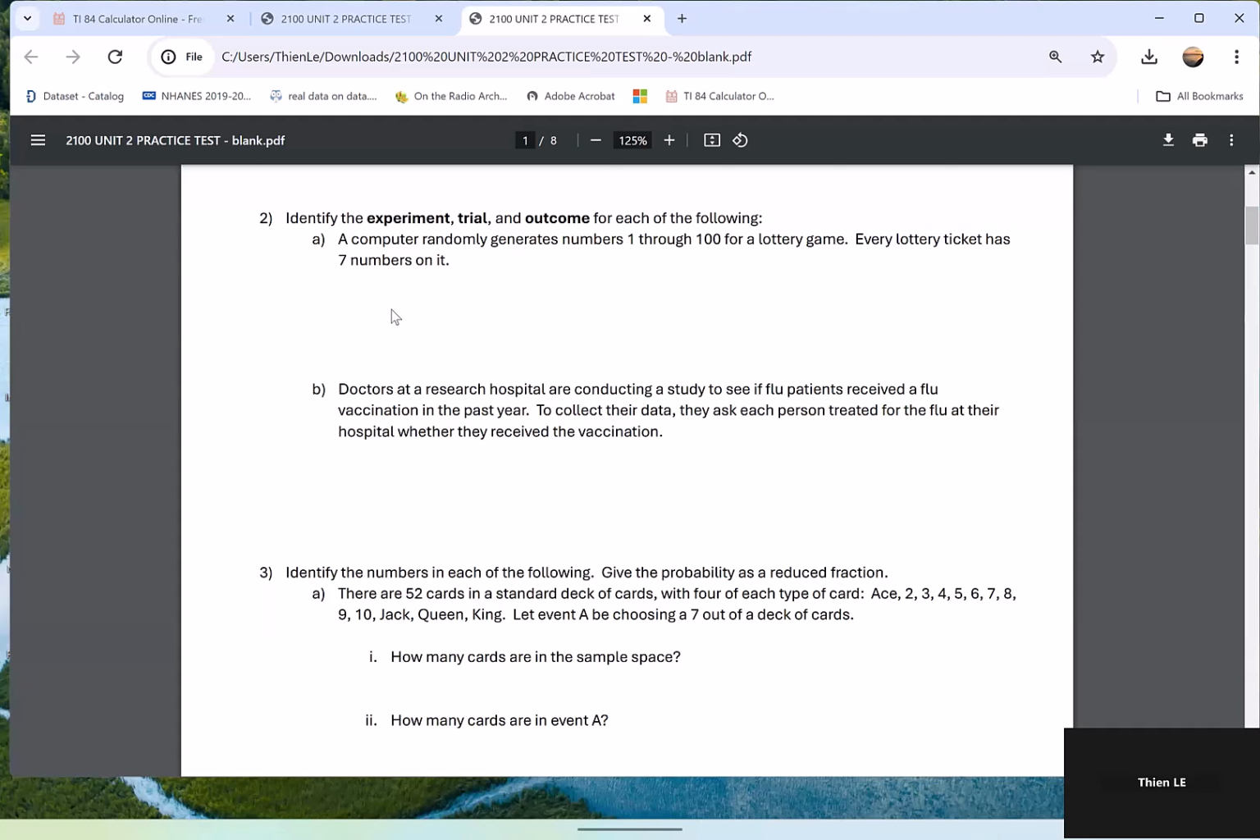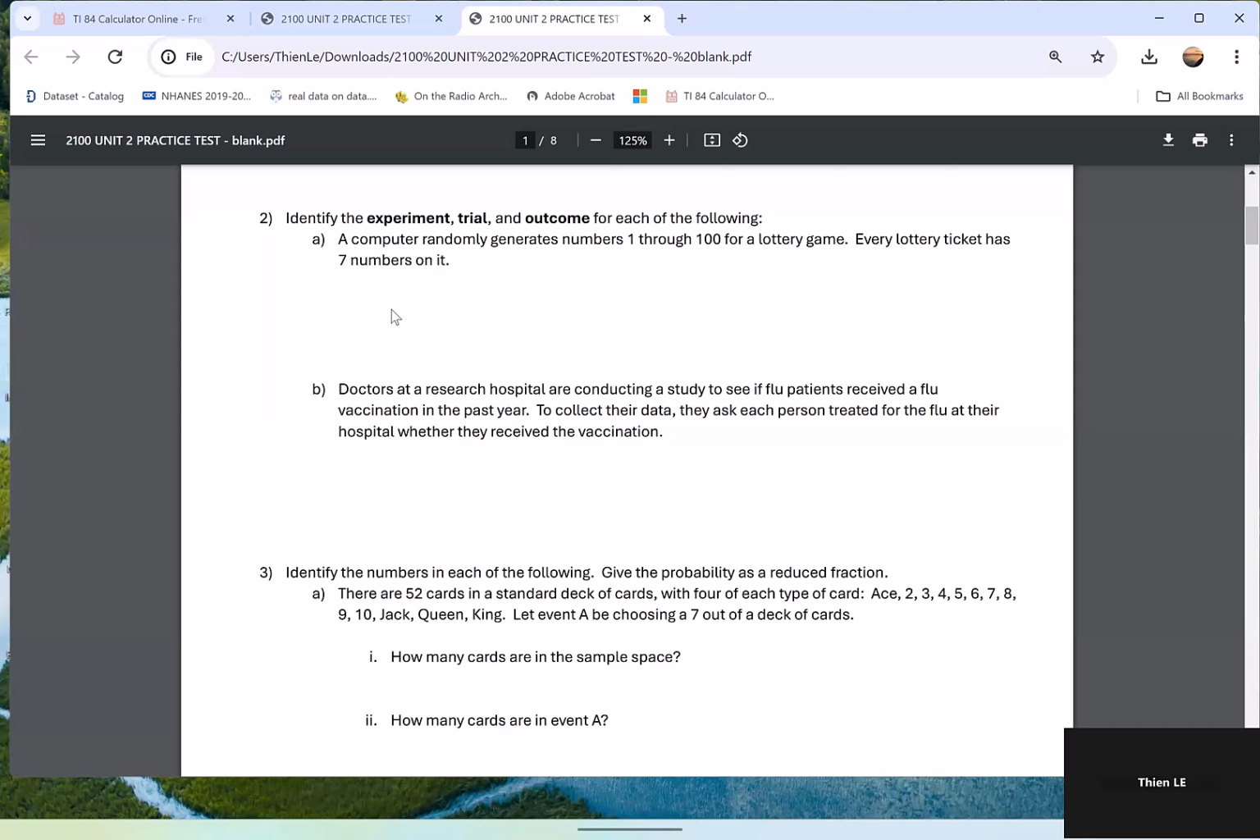And the people here are the people who were treated for flu in the office. The trial here is just asking each person, did you receive the vaccine or not in the past year. And the outcome here will be yes or no. So people say either yes, I did receive the vaccine, or no, I didn't.